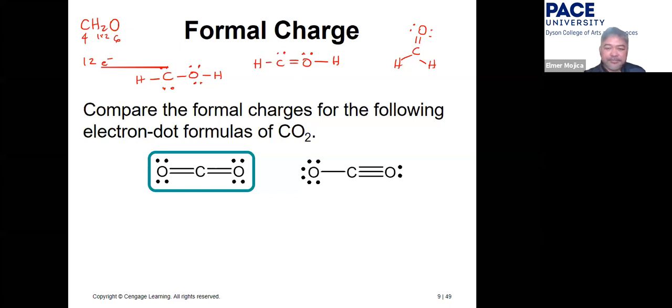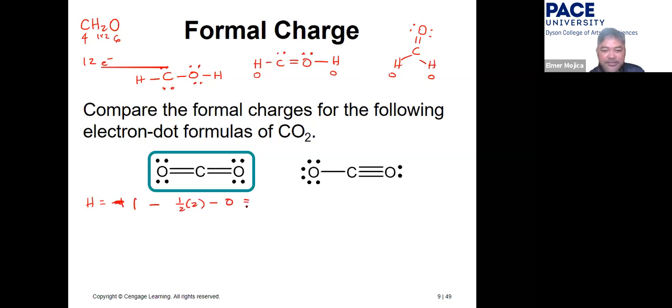Okay. So that's where you're going to determine the formal charge definitely of your carbon and the oxygen, because I can bet your hydrogen is equal to 0 here. Why did I say the hydrogen is equal to 0? So you have 1 minus 1/2 of 2 minus 0, because it doesn't have a lone pair. So that's just equal to 0.